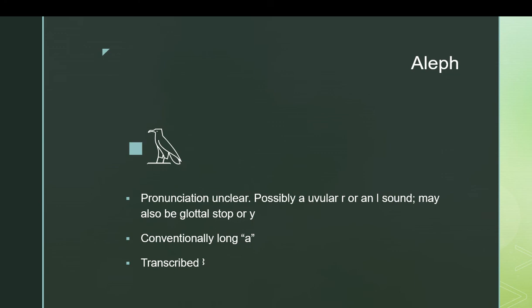It's represented by this sign, which is a vulture. It has an unclear pronunciation. It may have originally been a uvular R sound. It may have been an L or like a dark L like in Polish. It may have been Y. It may have been a glottal stop, which is the sound that you make between vowels as like just a stop in the airflow entirely.